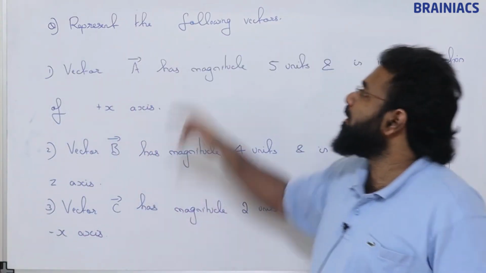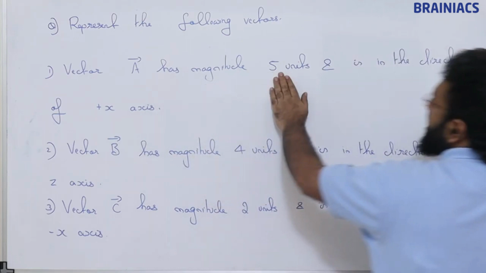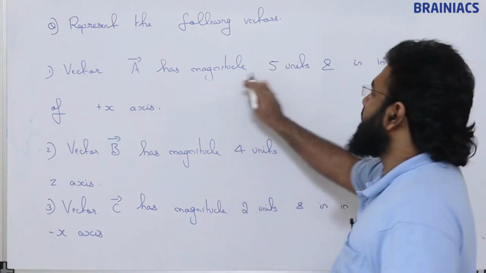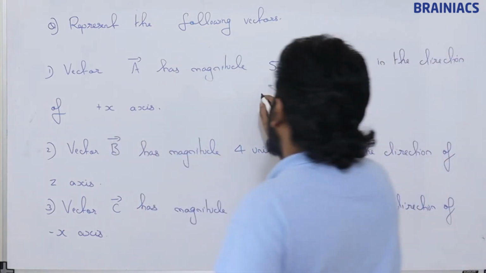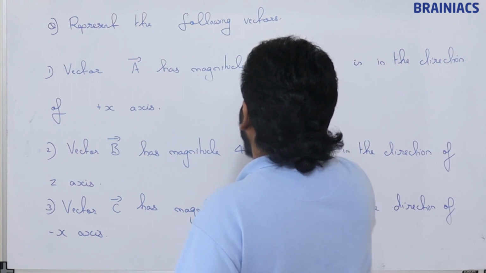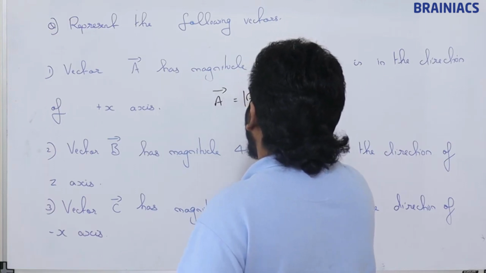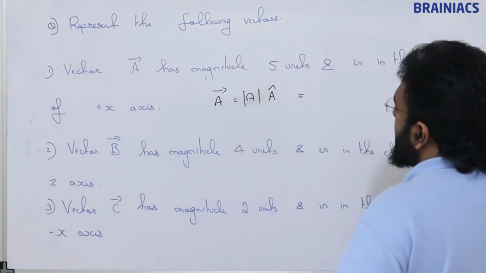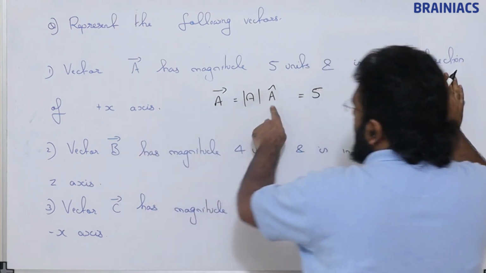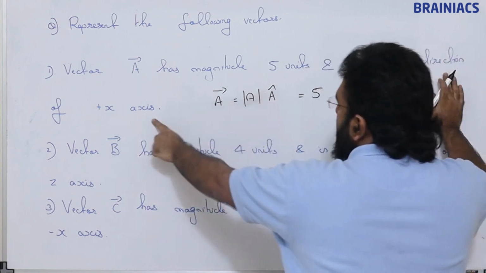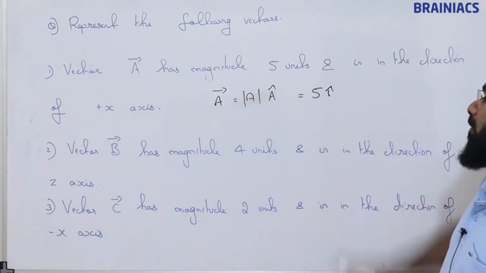So we'll practice this. Represent the following vectors. Vector A has magnitude 5 units and is in the direction of x-axis. So how to address this? Any vector, say vector A, is nothing but its magnitude times its unit vector. Its magnitude is 5 units and it is in the direction of x-axis, so the unit vector is i. So magnitude into unit vector.